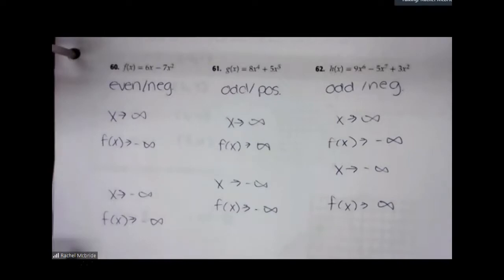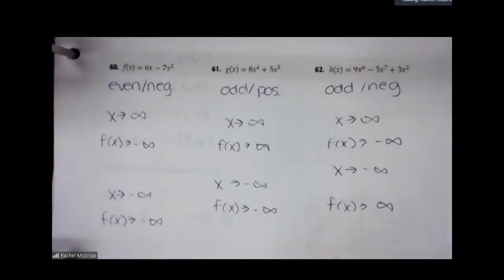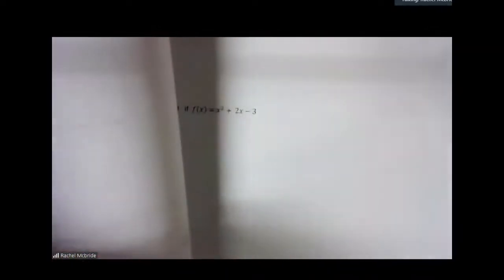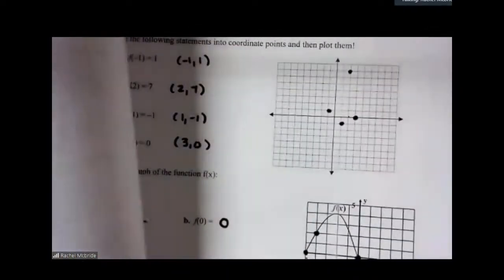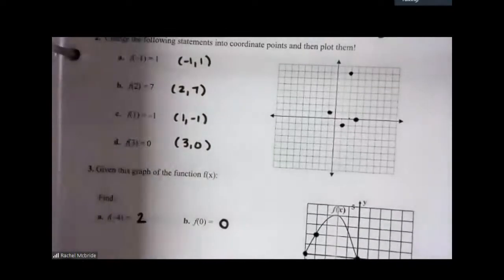Any questions or concerns on the first part of 6.3? Is everybody okay with how to determine even, odd, positive, negative, and end behavior? Alrighty. And then the second part of 6.3 is function notation. So that's where you are taking a function, you're plugging it in, and finding a value.